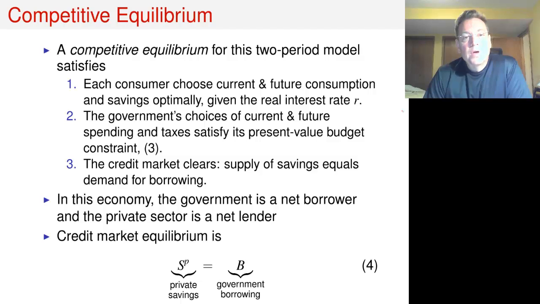The government's choices of current and future spending have to be consistent with the present value budget constraint that the government faces. And then finally, there's a market clearing condition, and that is that the supply of savings has to equal the demand for borrowing, and this ensures that the credit market clears. Now, in this economy, the government is a net borrower and the private sector is a net lender. And therefore, the credit market equilibrium condition comes down to this equation number 4. Private savings has to equal government borrowing.